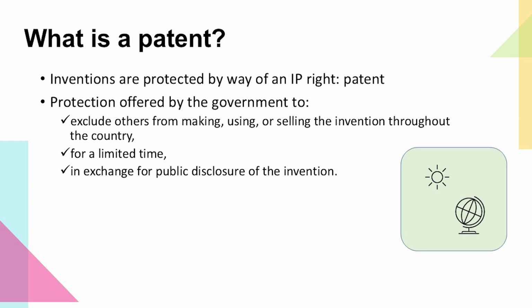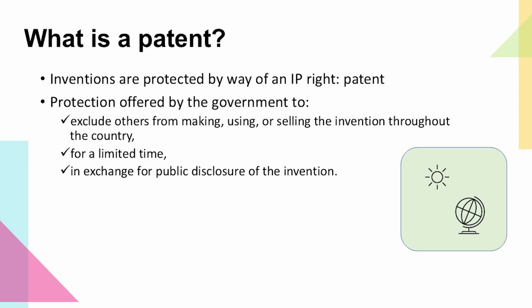So what exactly is a patent? A patent is a legal protection provided by the government to exclude others from making, using, or selling your invention throughout the country wherein patent protection was asked. And that is for a limited amount of time, more specifically 20 years from filing, and this is in exchange that your invention will be published for the greater good of promoting innovation. That is what is called the quid pro quo of patent protection.